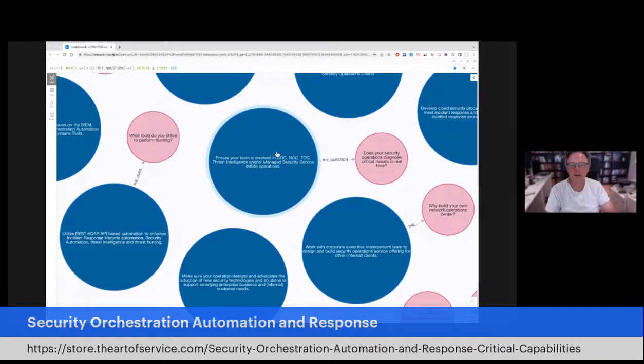Ensure your team is involved. I'm just going to read one out loud so you get an idea. Ensure your team is involved in SOC, NOC, TOC. Sounds like a TikTok song. Ensure your team is involved in SOC knock talk. I know what each and every one of these means.